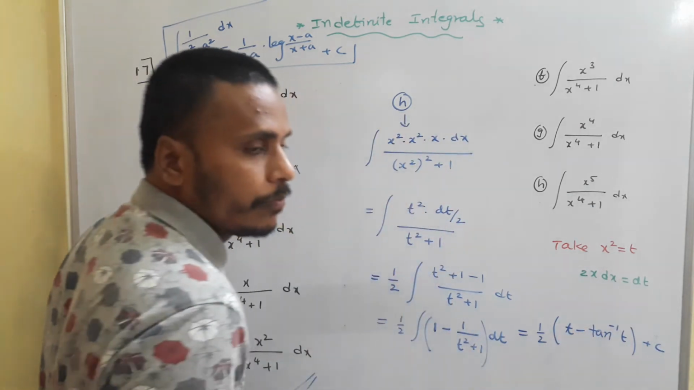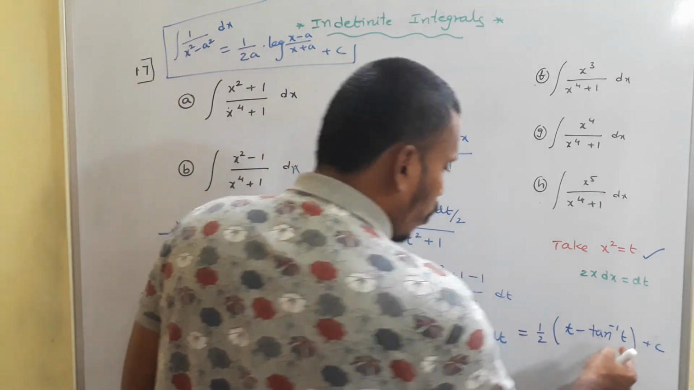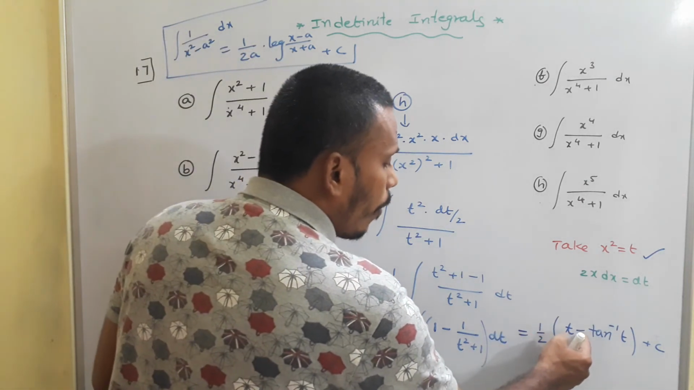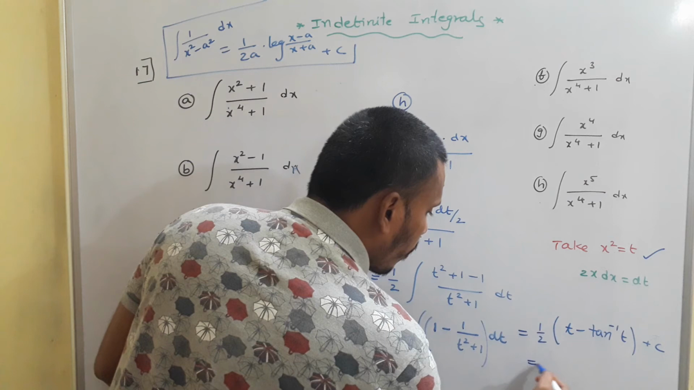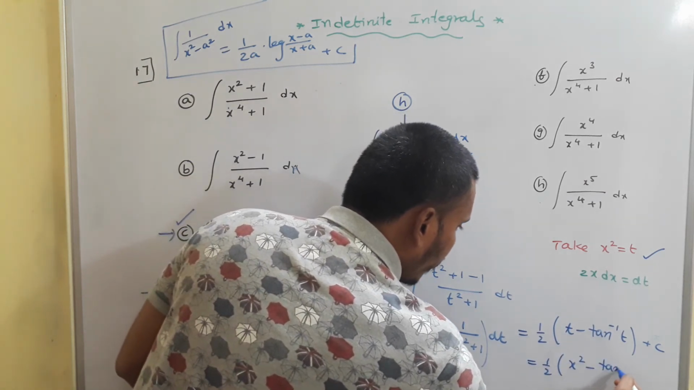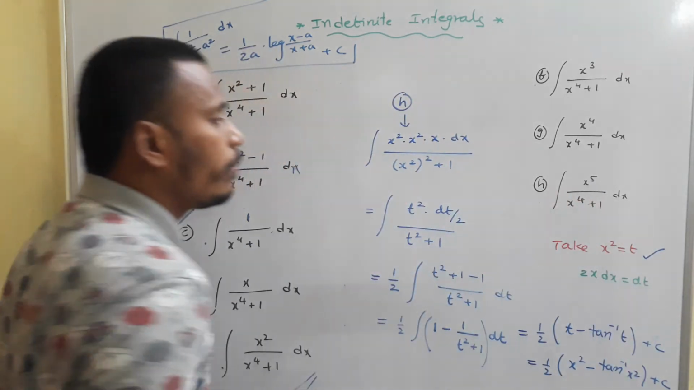But what is t? T is x square. So replace t with x square at the end, and your answer is half x square minus tan inverse x square plus c. Half x square minus tan inverse x square plus c. That's the answer for bit h.